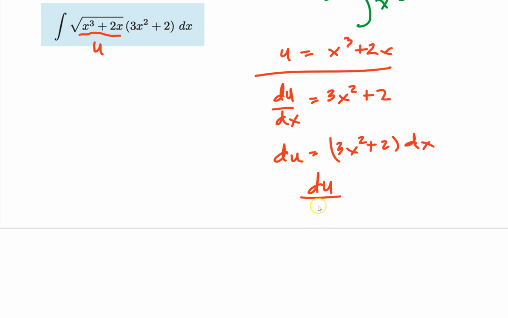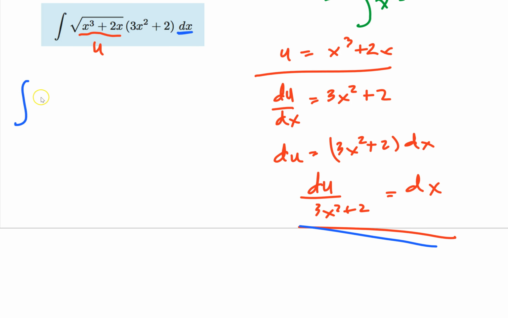So du over (3x squared plus 2) equals dx. Again, you can skip some of these steps if you got it. If you understand this, then you just kind of go to there. You're good. Anyway, we have everything we need now. The whole goal is figure out your u. Once you figure out u, take the derivative and then get dx by itself. That way you can plug it in. We want to plug in u for the inside. We're going to plug in this for our dx. So they could all be the same variable.